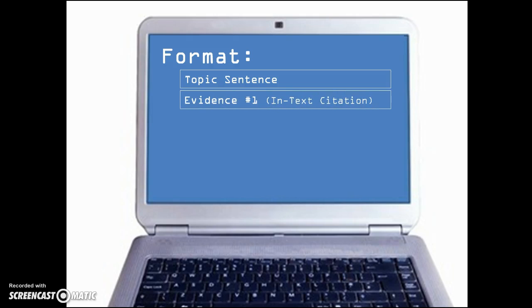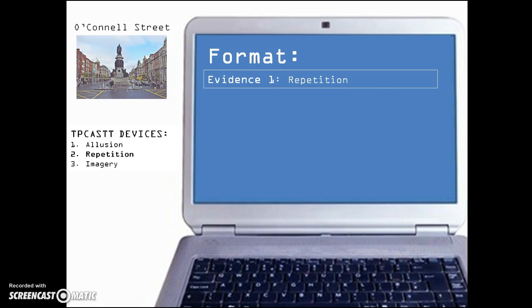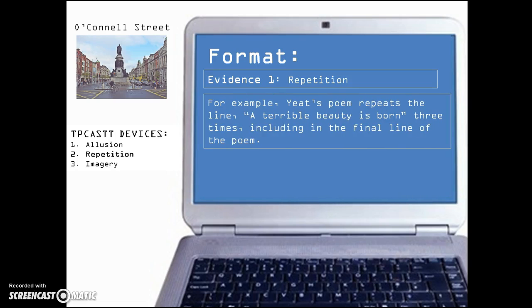For your next sentence, you're going to show your evidence that you got from research. So, my evidence is going to be an example of how repetition occurs in the poem. Because remember, I'm writing about how my poem on O'Connell Street uses repetition. So my evidence would say something like, "For example, Yeats's poem repeats the line, 'A terrible beauty is born,' 3 times, including in the final line of the poem."